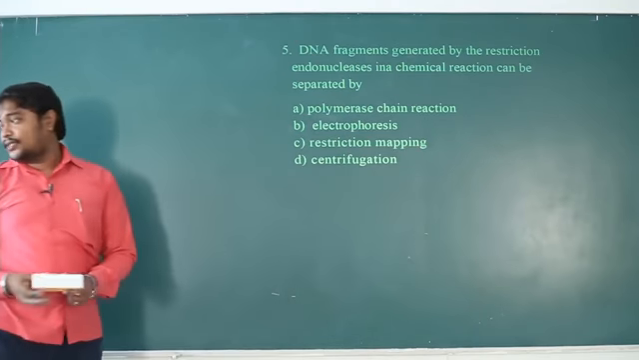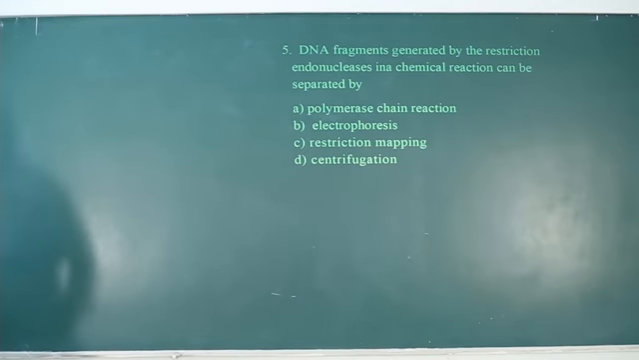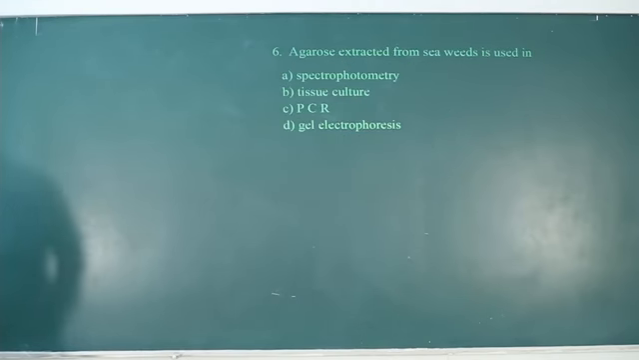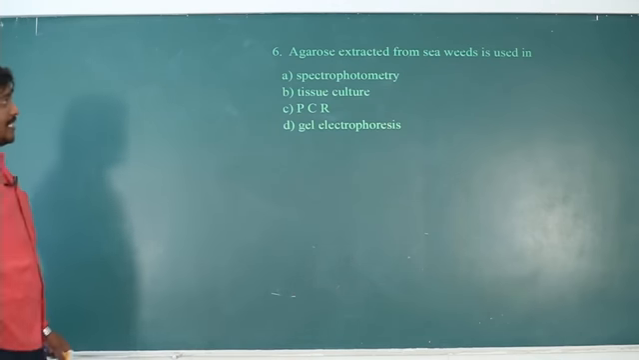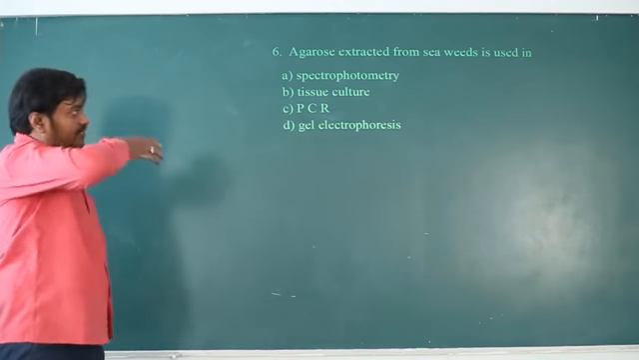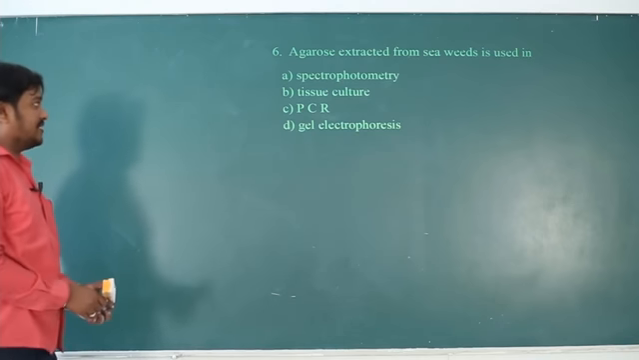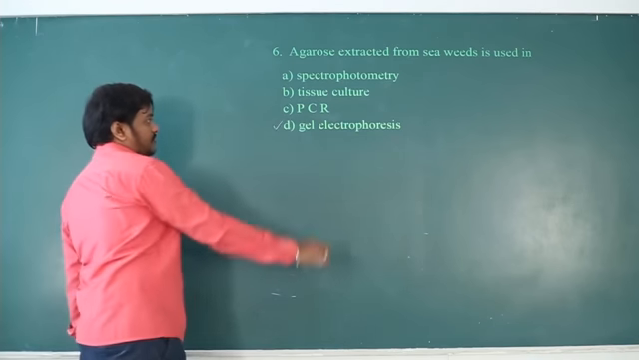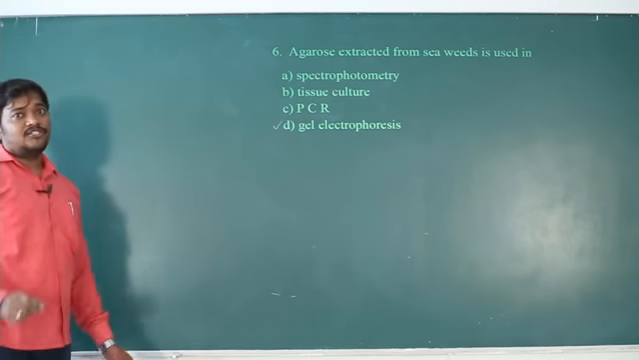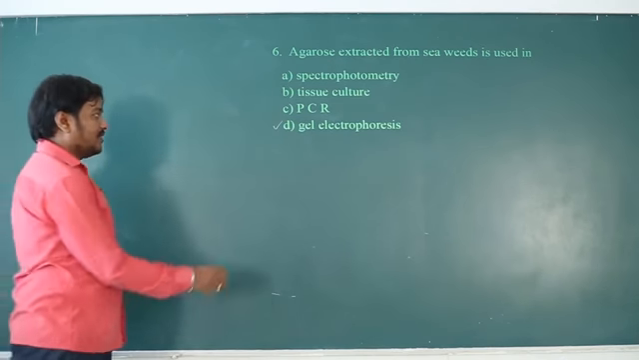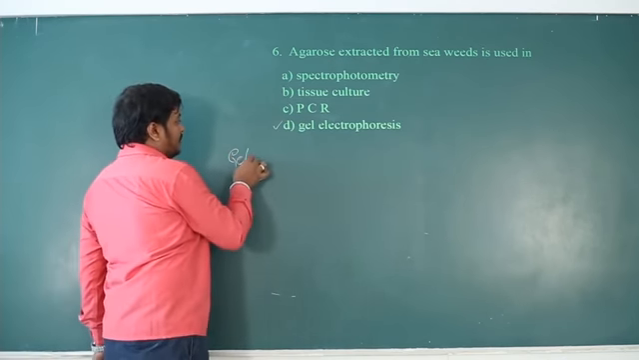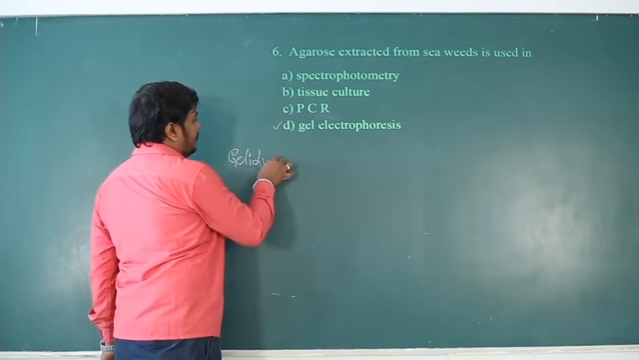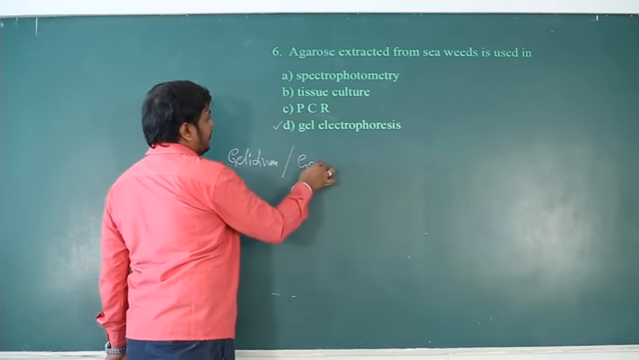Next, move on to the next question, question number 6. Agarose extracted from seaweeds is used in, or just the direct question, gel electrophoresis. Remember, agarose is isolated from gelidium and gracilaria.